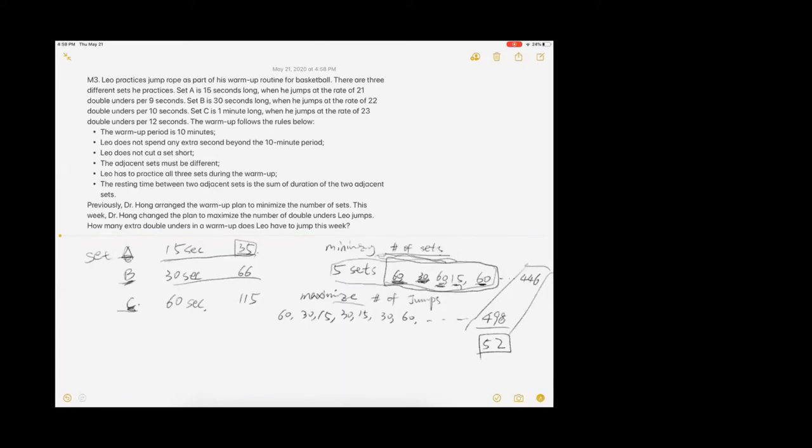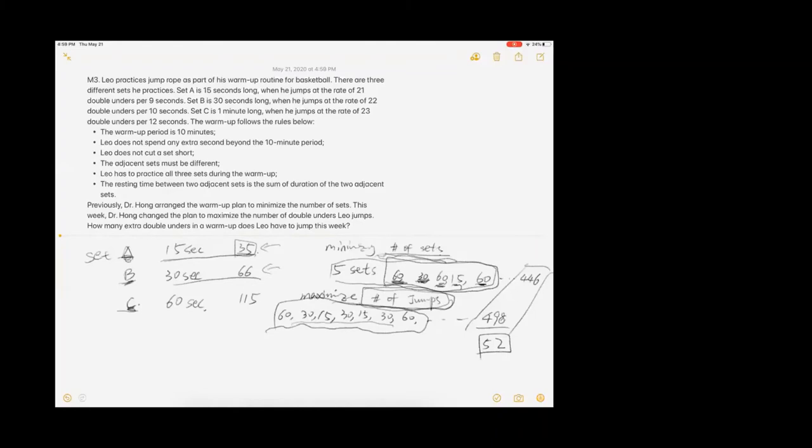And then to maximize the number of jumps, you have to put in as many small or short sets as possible, okay? And that's what you got. Another thing is, if you want to maximize the number of jumps, you have to use as much time as possible. So in other words, try not to end the session with 45 seconds left, right? So try to use up those seconds, and then this is what you can get.